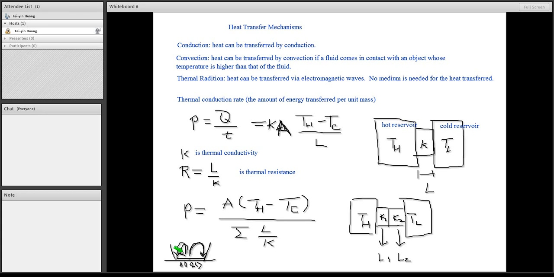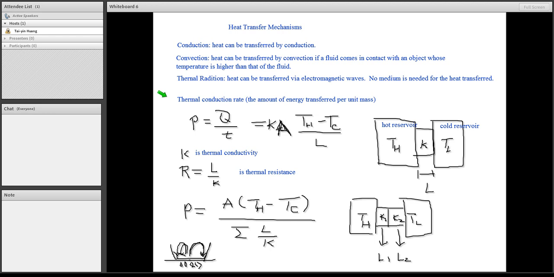And so the third mechanism is thermal radiation. Heat can be transferred via electromagnetic waves. When we talk about electromagnetic waves, we know that they do not need a medium in order to propagate. They can propagate through a vacuum. So no medium is needed for the heat transfer. Okay. Now let's look at the first mechanism, conduction.